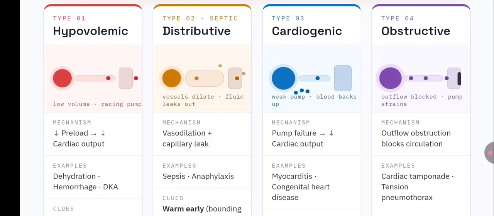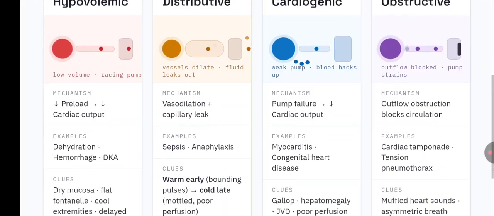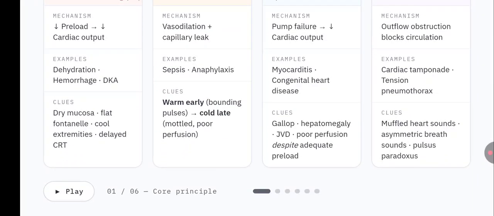In a fast review of the types of shock, shock can happen because of low blood volume, either because of hemorrhage or dehydration, or because of vasodilatation of the vessels, or because the pumping machine, the heart, is not pumping properly, or there is a block in the circulation. We will go into details for each type.